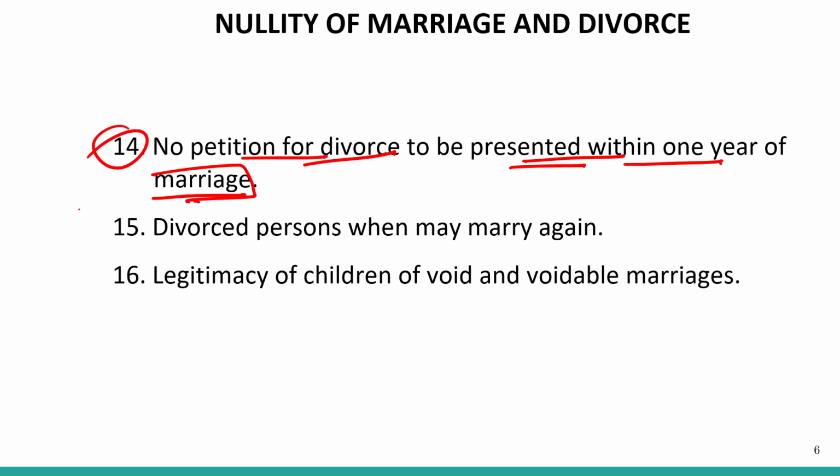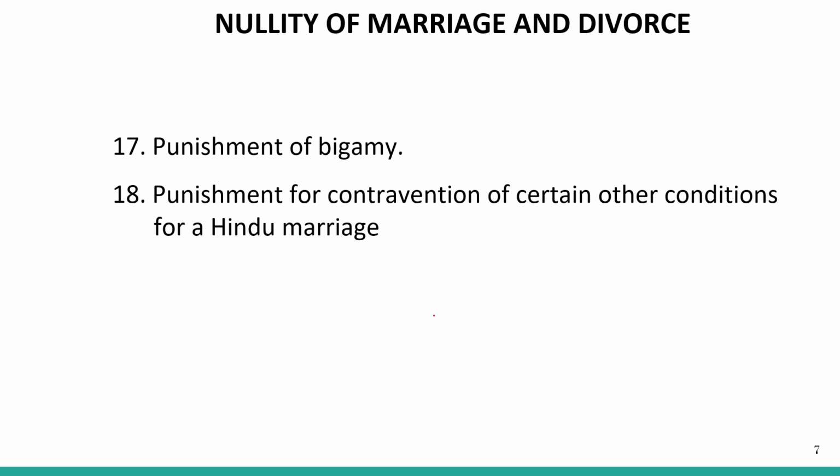So you cannot present a petition before 1 year of marriage. So obviously this is something that has to be in question. Divorced person when may marry again. Okay, so when they can marry again, legitimacy of a child of void and voidable marriages, what happens if a child has been born, then what exactly are the grounds? That is what we are going to study also.